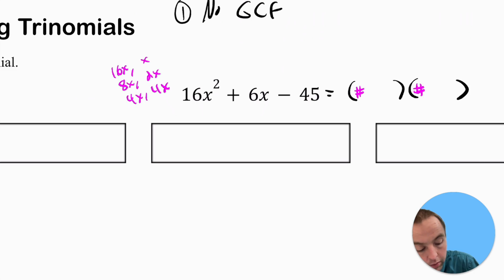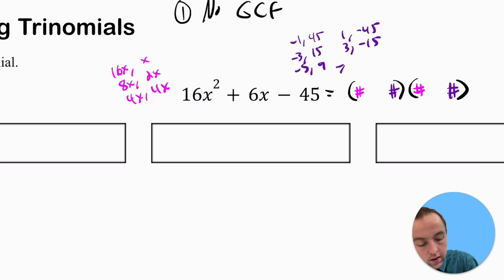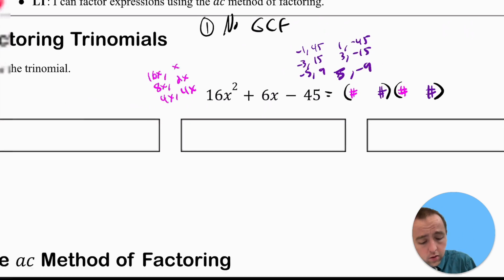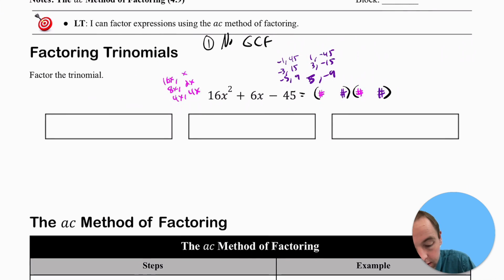We also know that whatever's at the end of those binomials would have to multiply to equal the 45. So you might do negative 1 times 45 or 1 times negative 45 possibly. You also have negative 3 and 15 or 3 and negative 15. You could also do negative 5 and 9, or positive 5 and negative 9. So lots of options there for the 45 as well. So it just becomes a guessing and checking game, right?